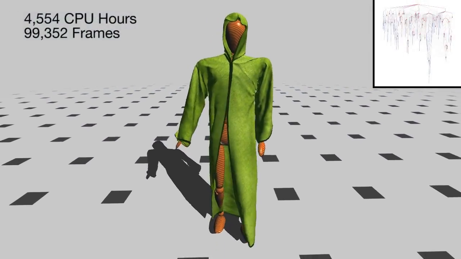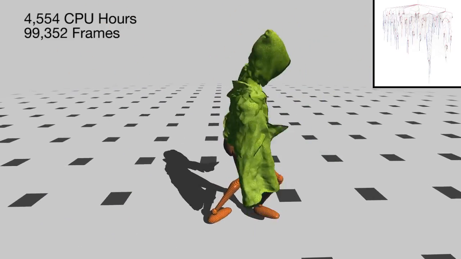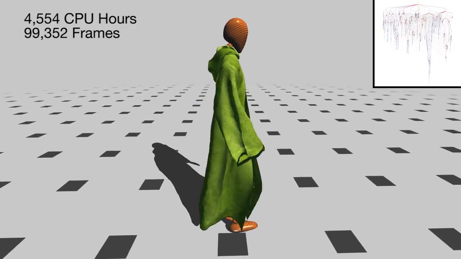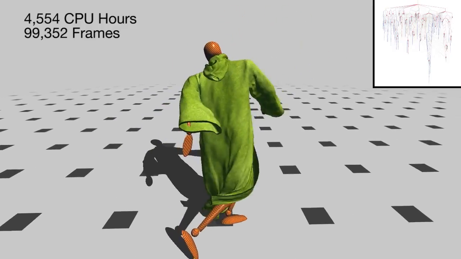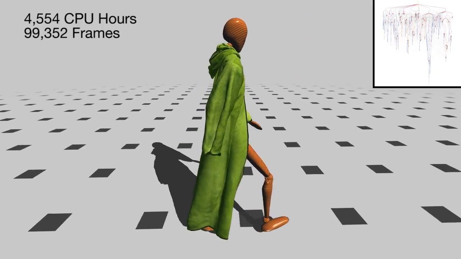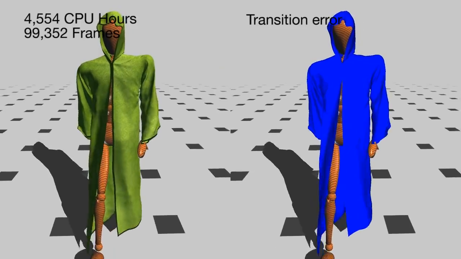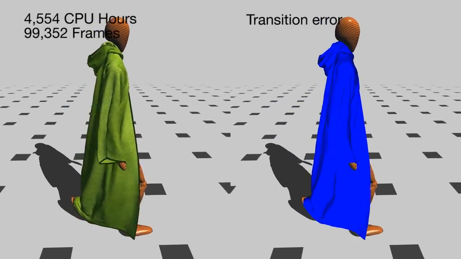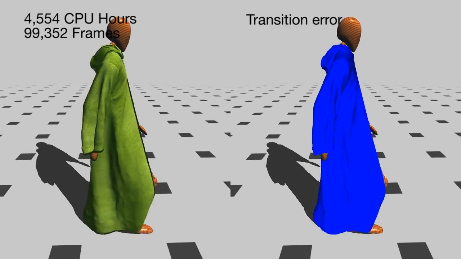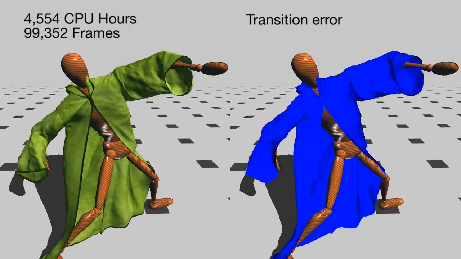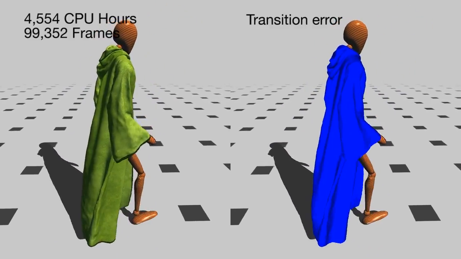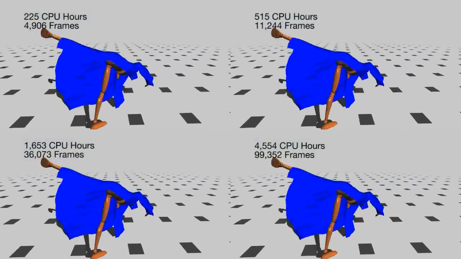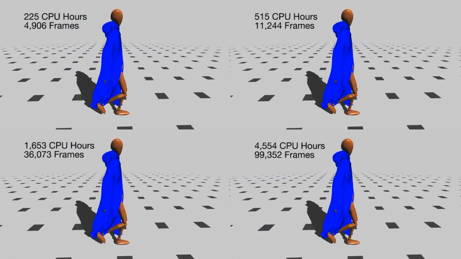Finally, after 4,500 hours of precomputation, simulating 99,000 frames, these transition artifacts are all but removed, not just for this motion sequence, but throughout the graph. This comparison shows how the cloth quality increases as the precomputation progresses.